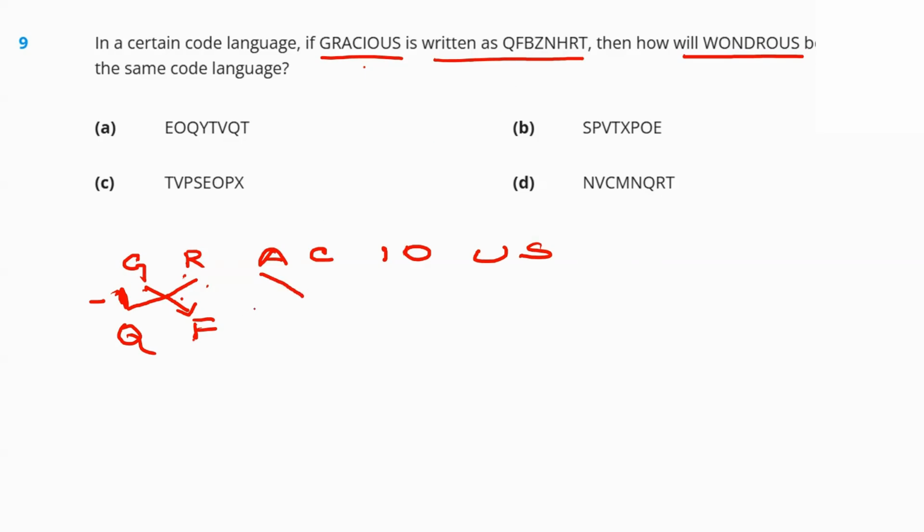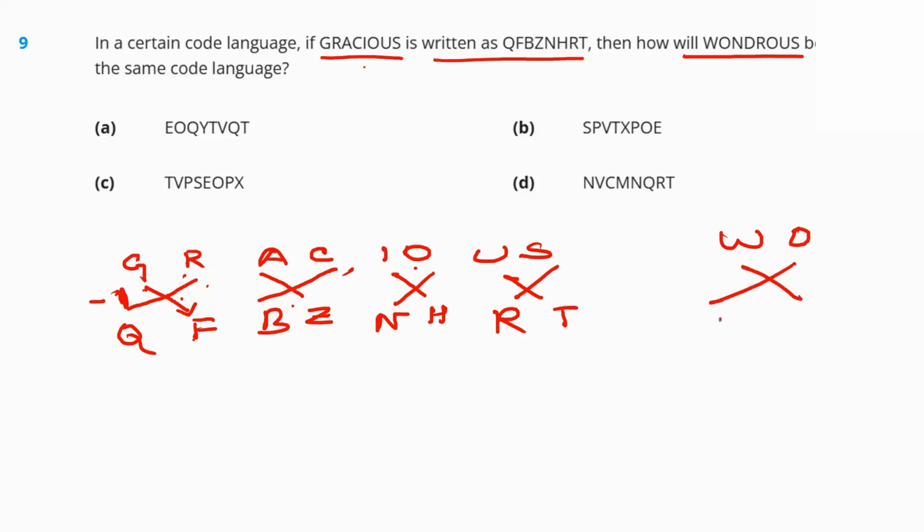Now A is written as Z because -1 of A is Z, and C -1 gives you B. I -1 gives you H, O -1 gives you N. Similarly, U -1 gives you T, S -1 gives you R. So basically you have to intercross 2 alphabets side by side and -1 from that. So if I just start off with WO, -1 to that would be NV. Present only in one option, that's option D. So that's our answer.